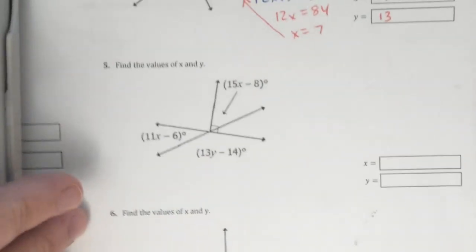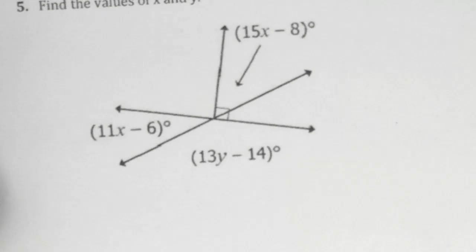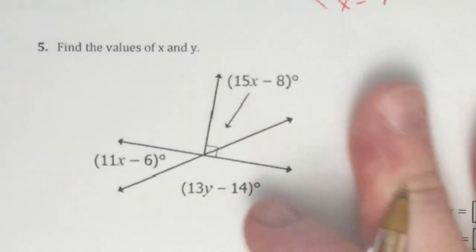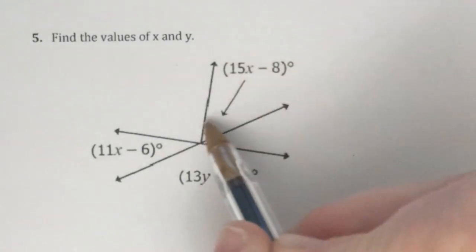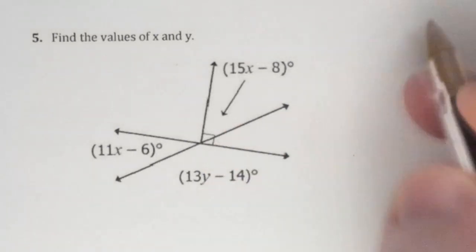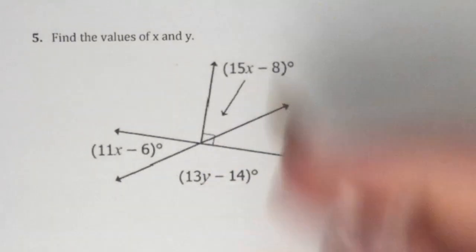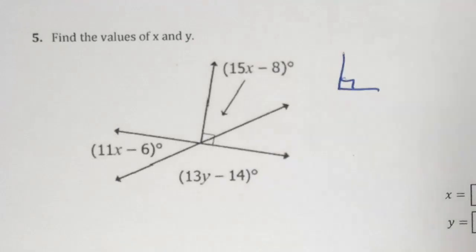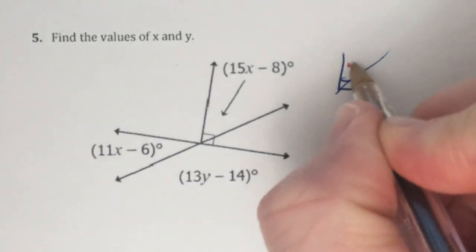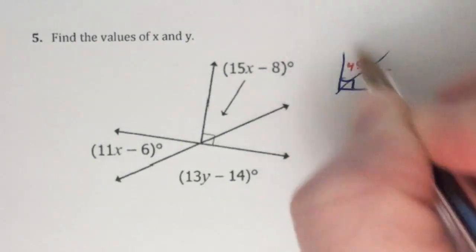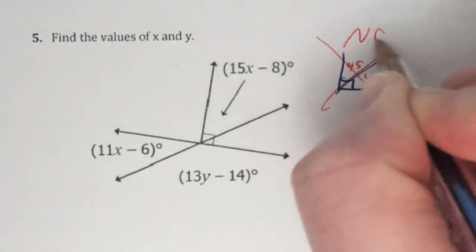All right, next part, number 5. All right, let's see here. I know for a fact that this is 90 degrees. Awesome. Now, bunch of you would have gone, hey, there's this, this is 45, and this is 45. No, that is not correct.